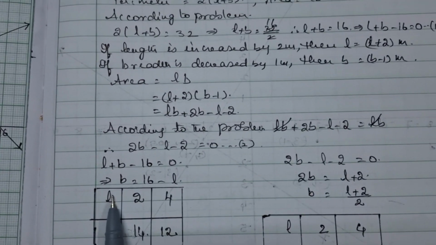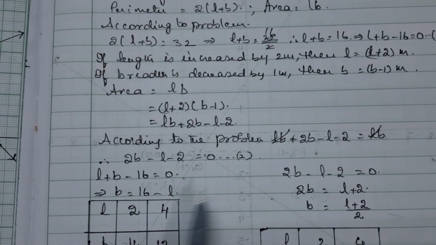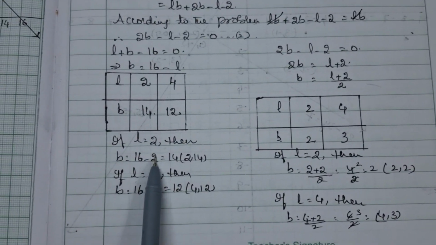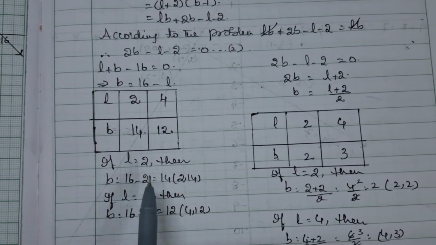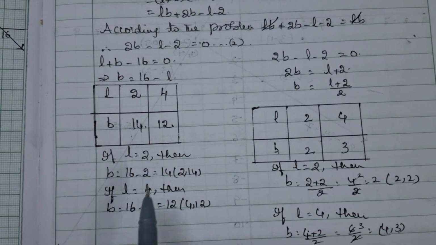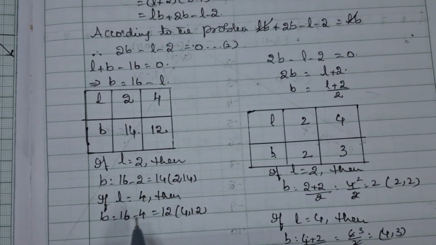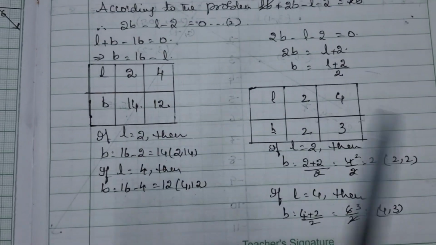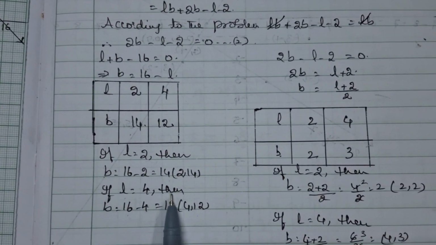So B is equal to 16 minus L. I have taken L as 2. If I take L as 2, B is equal to 16 minus 2, that is 14, so 2 comma 14. If I take L as 4, B is equal to 16 minus 4, that is 12, so 4 comma 12. So these are the values that I have got.